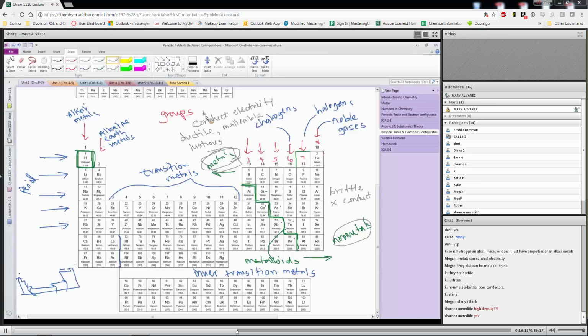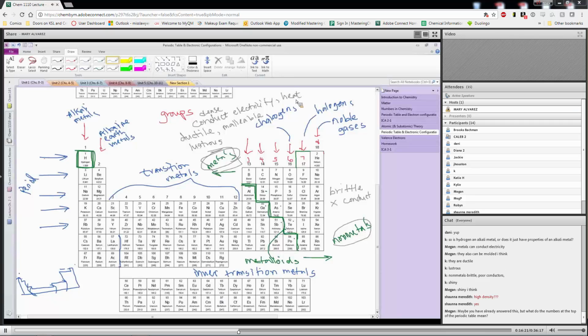Okay, so they can be dense. They also conduct, in addition to electricity, they conduct heat really well, which is why most of our pans in the kitchen are made out of metal.